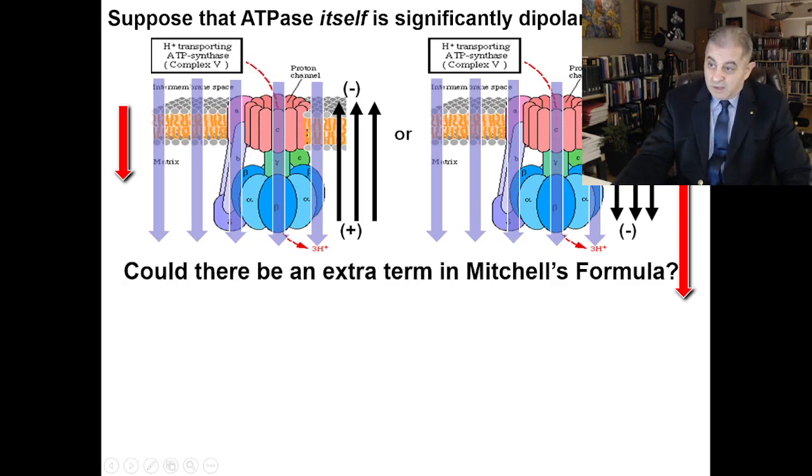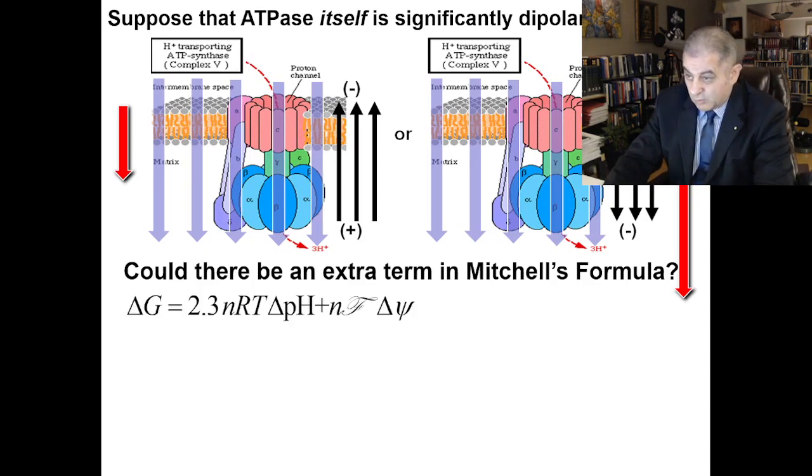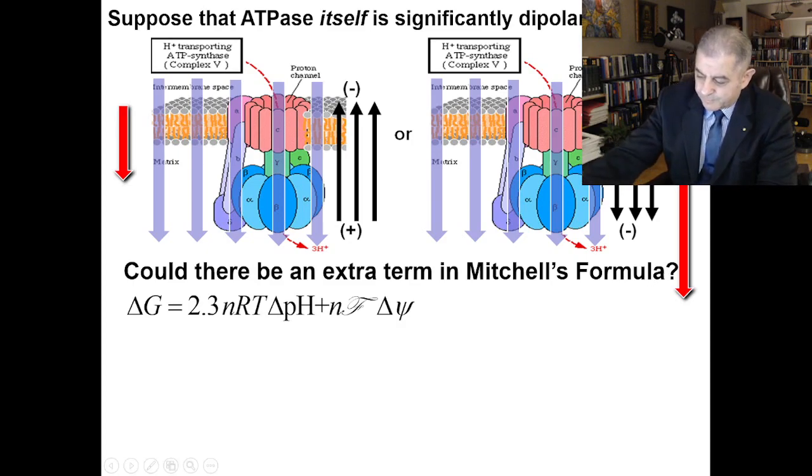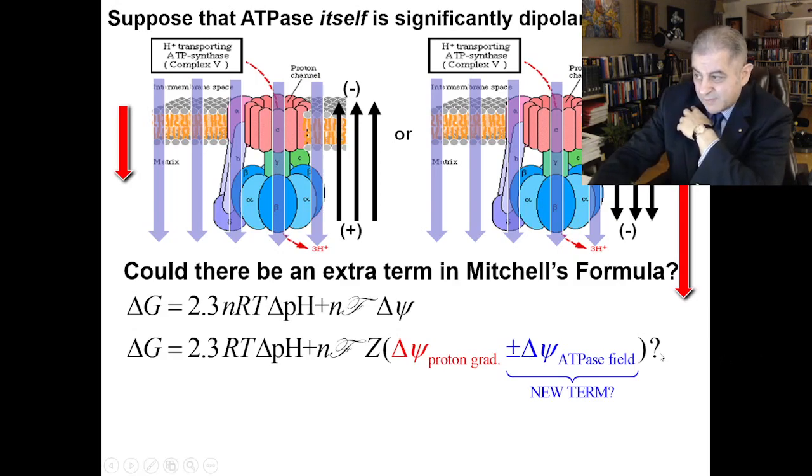So the question was, would there perhaps be an extra term in Mitchell's formula, the textbook formula here? That's the hypothesis that we're trying to test in this work. In other words, does it end here? Or do we have an extra term that is related to ATP synthase's field? ATP synthase is sometimes also known as ATPase if it works backwards. So we want to test if there is such a term, whether positive or negative, a constructive or destructive term that could be added to the potential formula here.